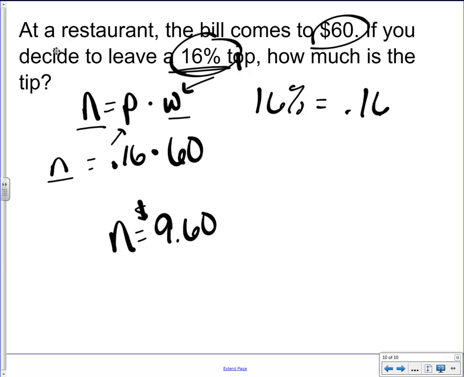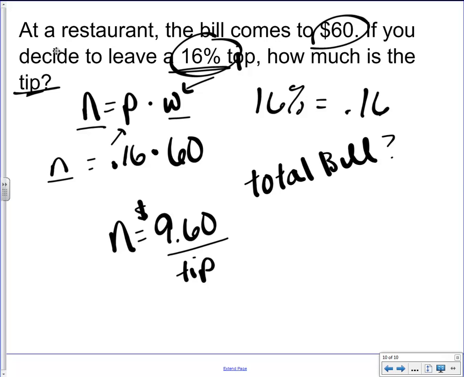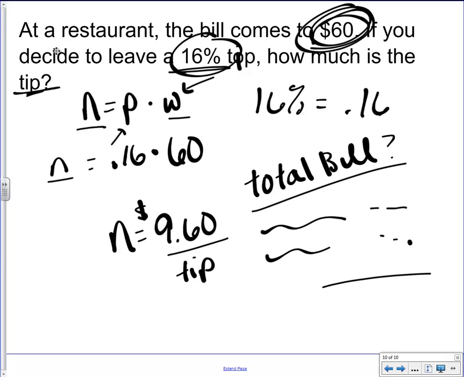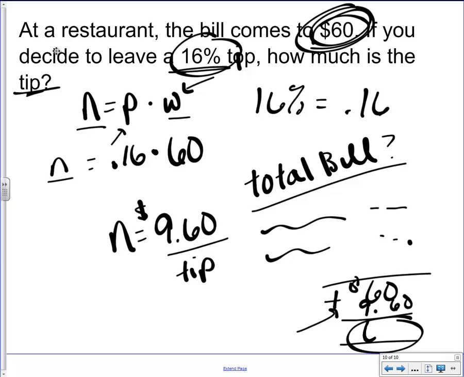What if this problem didn't ask you how much the tip was, but asked what your total bill was? Okay, $9.60 is actually my tip. My bill was $60. They have all the items and all your prices up here. They give you a total on your bill. They have a tip line and then they have a total line. Well, now your $9.60 is your tip. So your total comes from being able to add these two items together. And so $69.60. How do I know that?